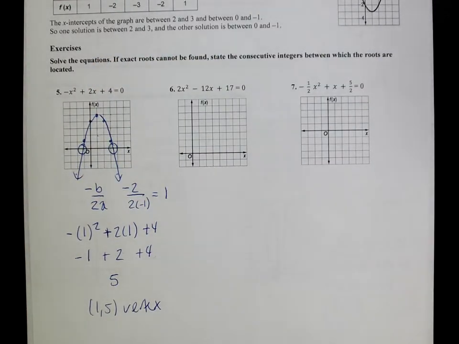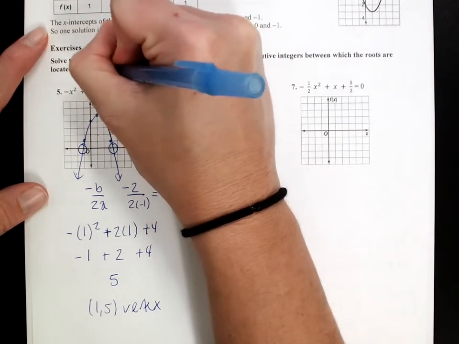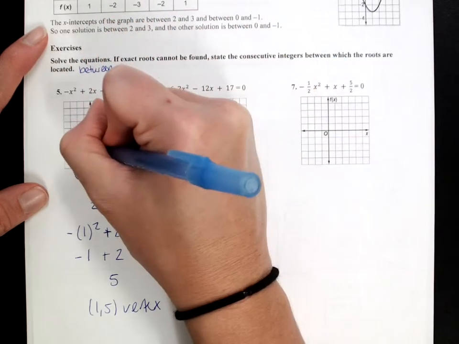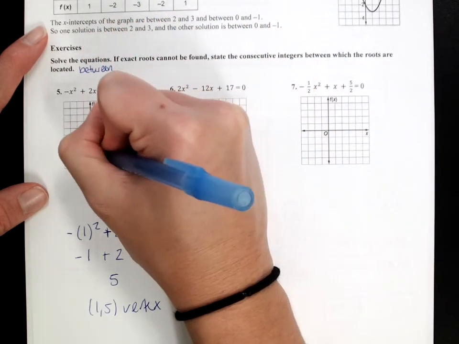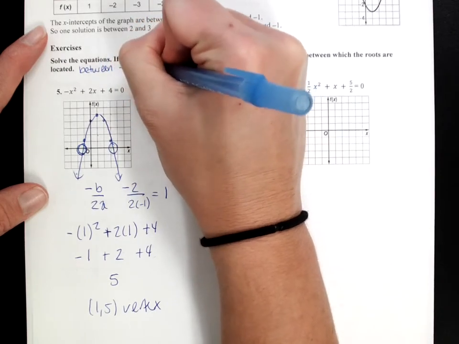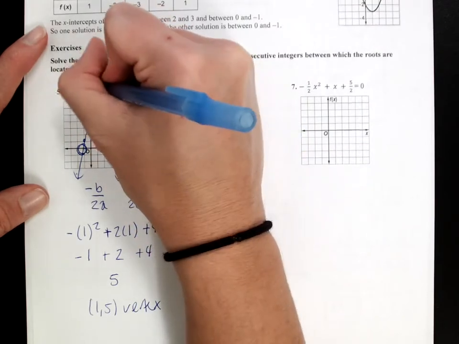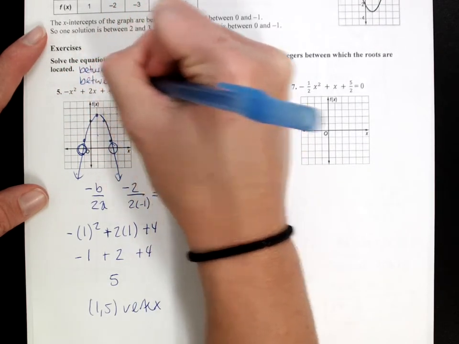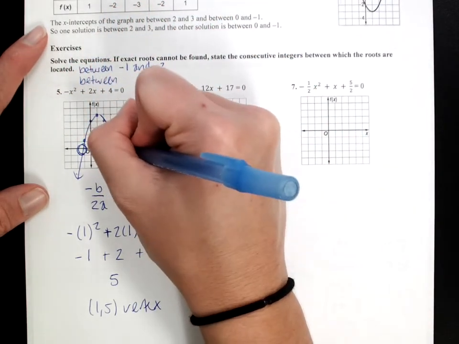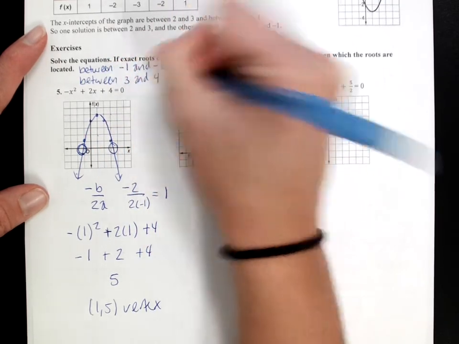So what we're going to do on these questions, you're just going to tell me that the solution is between what two numbers. So for example, here I'm going to say between, and then this one right here is between x is -1 and x is -2. This one is between 3 and 4. Okay?